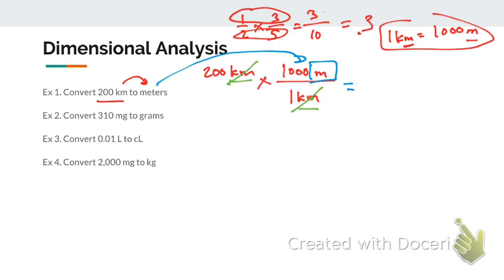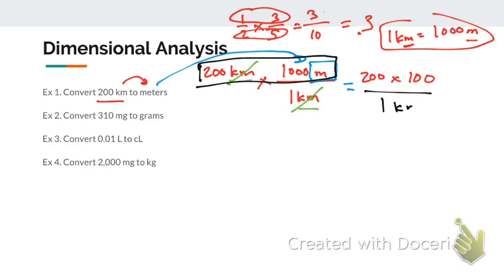So now I just do this as if I'm multiplying a fraction. I would multiply 200 times 1,000. So that's the top part here, over 1 kilometer. Oops, there should be 1,000 there. And so 200 times 1,000 is just 200,000. 200,000 meters. Notice meters is the leftover unit. So 200 kilometers equals 200,000 meters.